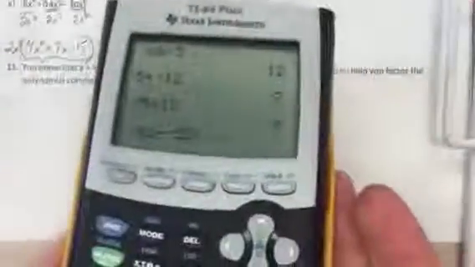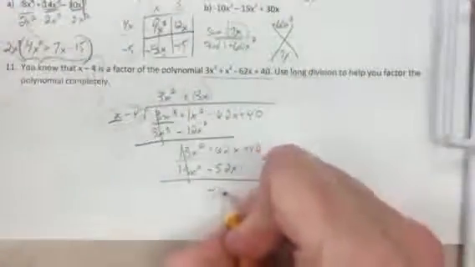I'm just typing that in. Negative 62 minus negative 52, right? So that's going to give me a negative 10. Sometimes with all those negatives, it's hard to keep it straight.